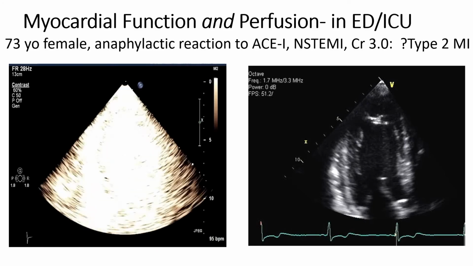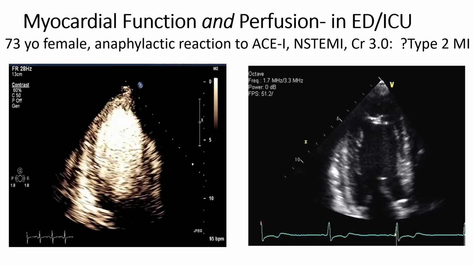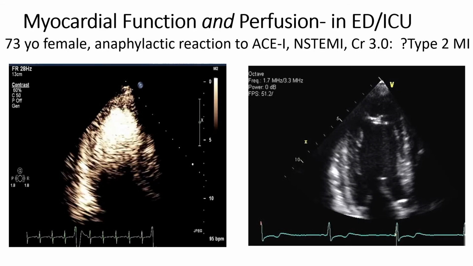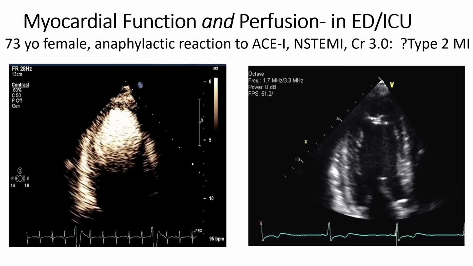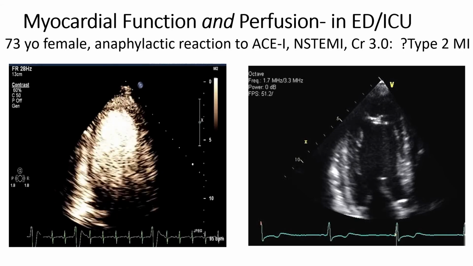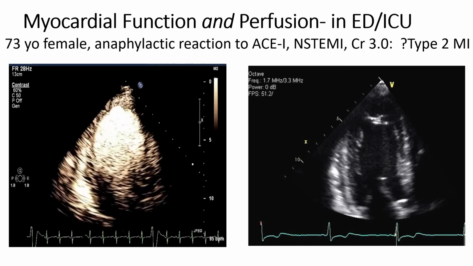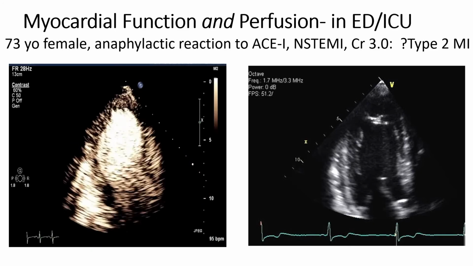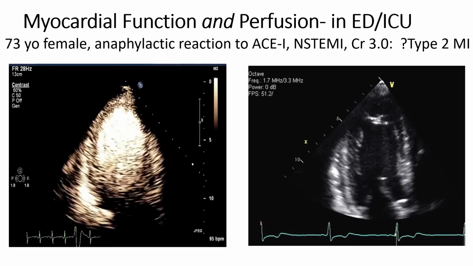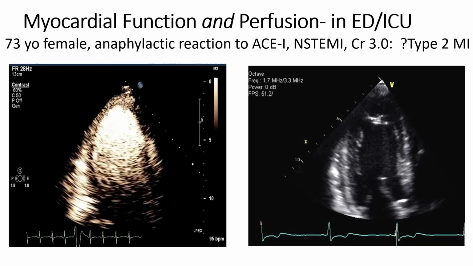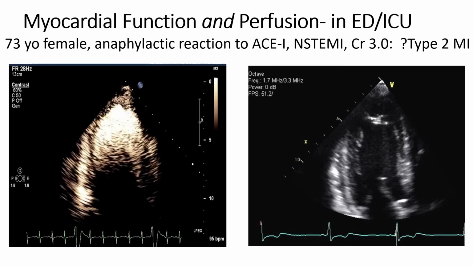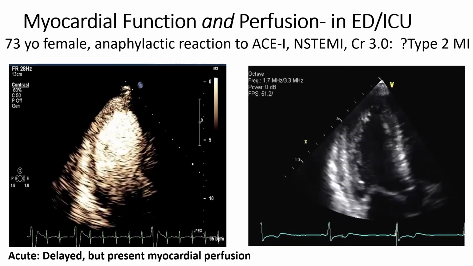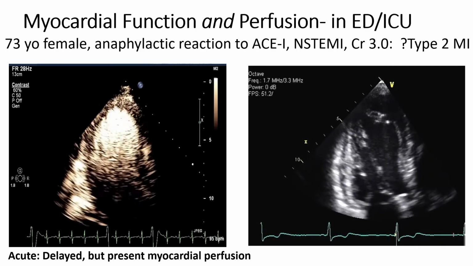In this case, this was a lady who'd had a respiratory arrest due to an anaphylactic reaction, and she suffered a non-STEMI with elevation of troponins, and she also had acute kidney injury with an elevation of her creatinine. So the question was, she most likely had a type 2 MI, likely related to stress cardiomyopathy. There was reluctance to take her to the cath lab because of her elevation in creatinine.